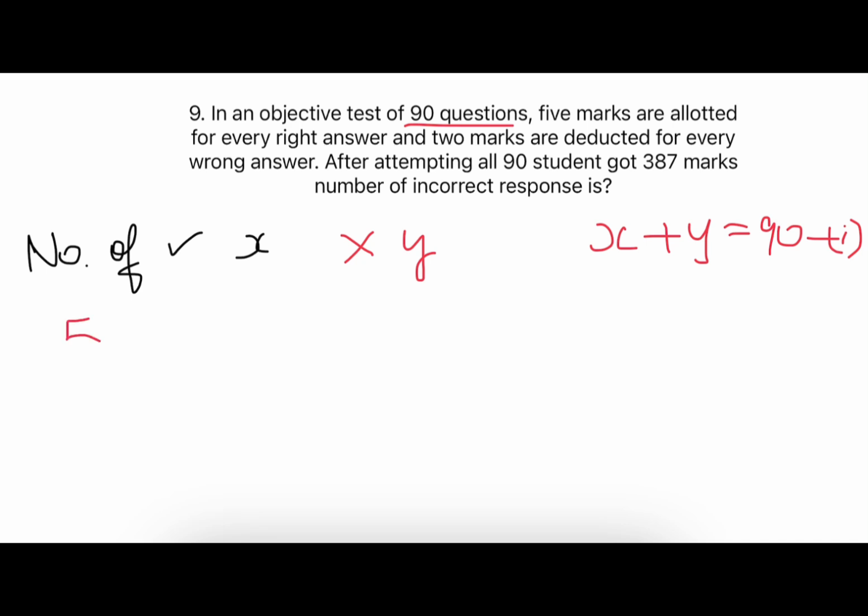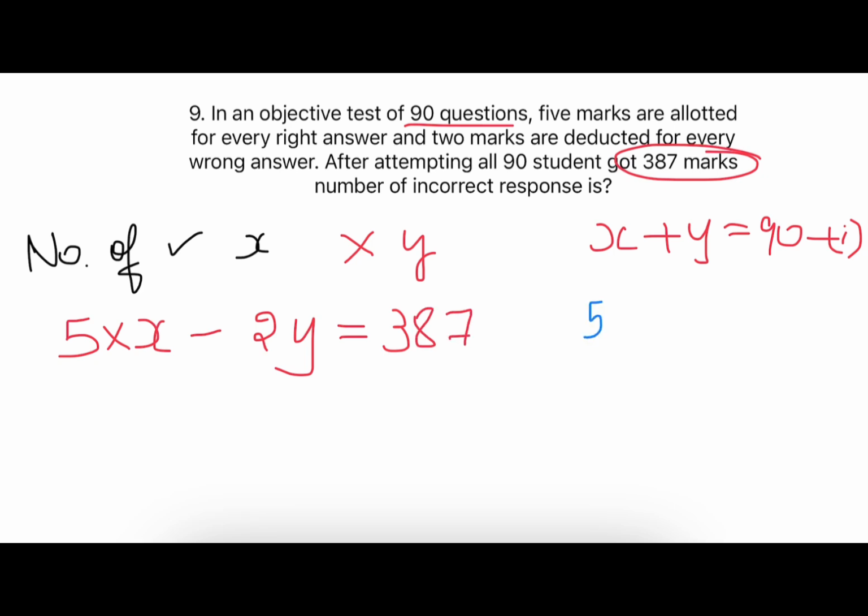So for each right answer, 5 marks is awarded. So 5 into x. What is the total marks secured by getting correct answers? 5 into x. And they are going to reduce the marks for the wrong answers, 2 marks, right? So 5x minus 2y. By doing so, the student has scored what marks? The student has scored 387 marks. So we have two equations already, right? 5x minus 2y is equal to 387. This is our equation 2. We just have to solve equations 1 and 2 to get this.